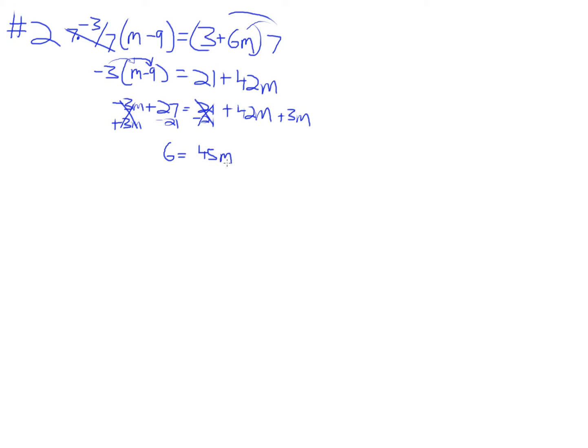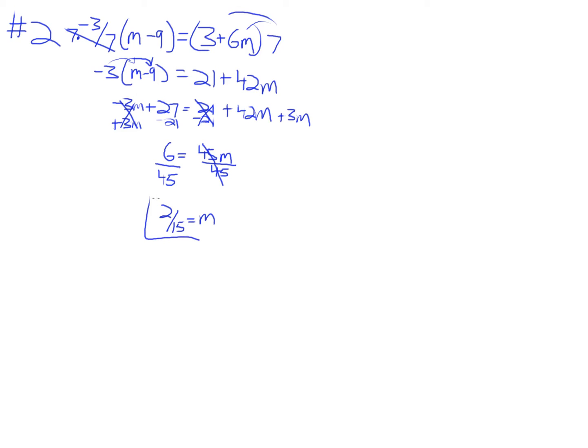Okay. Now in order to get m by itself, I'm going to divide by 45. That cancels that out, but what I do to one side, I've got to do to the other side. So 45. Now I've got my answer of m equals 6 over 45, but I want to get this in lowest terms. So I see that 3 would go into both of these. 3 would go into 6 2 times, and 3 would go into 45 15 times, so I get 2 over 15 equals m.